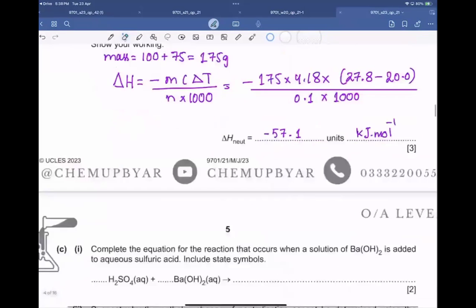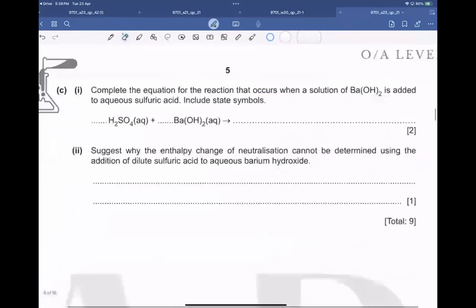Okay. Now, C part 1. Complete the equation for the reaction that occurs when a solution of barium hydroxide is added to aqueous sulfuric acid, include state symbols. So, okay, what will happen? An acid and a base, so we are going to get salt and water. For the salt, if you work with the charges of the ions, it is going to be Ba2 positive and SO4 2 negative. So we just need to add them. Okay, now the state symbols. Water is a liquid, but barium sulfate is a solid. So you are going to put an s over here.